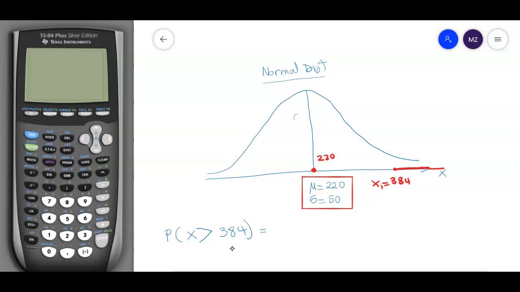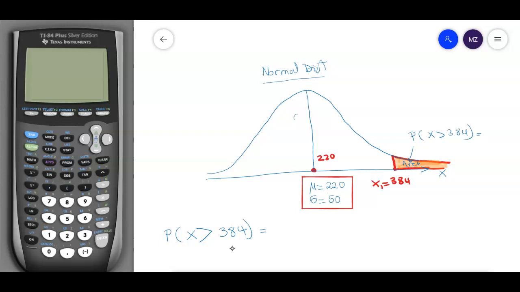So if I'm looking for the probability, the word probability indicates the area limited by the vertical line, the graph, and the horizontal line. So we are looking for this area in here. All right, there you go. So this area is equal to the probability of x greater than 384. And we are looking for what's it going to be?